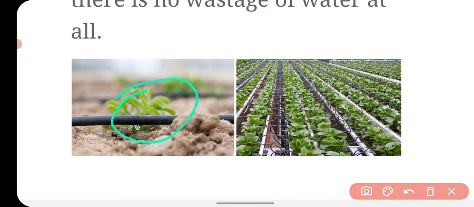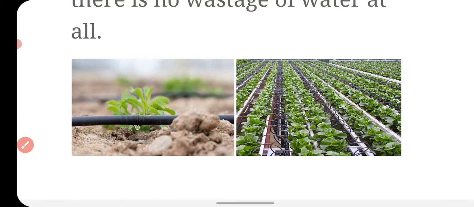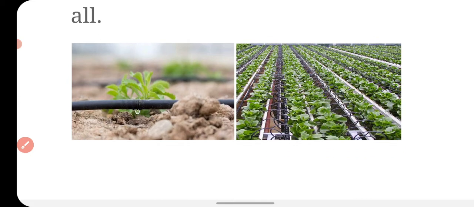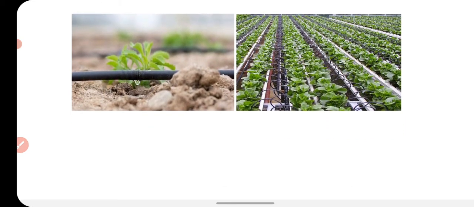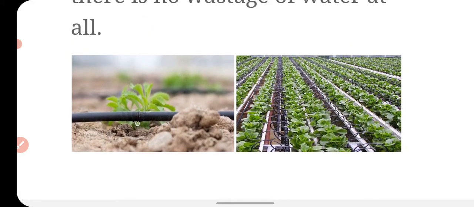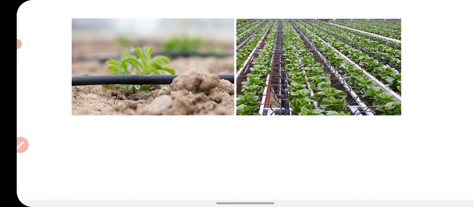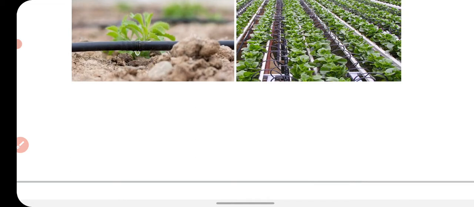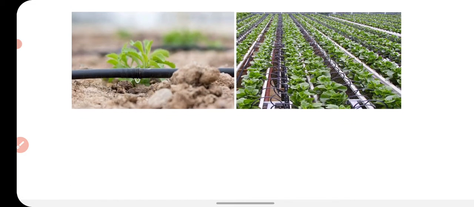Here you can see the water is being released drop by drop, and because it doesn't use so much water, it is very efficient. This method of irrigation can be utilized very efficiently in areas where there is a lack of water. So this is the drip irrigation system.